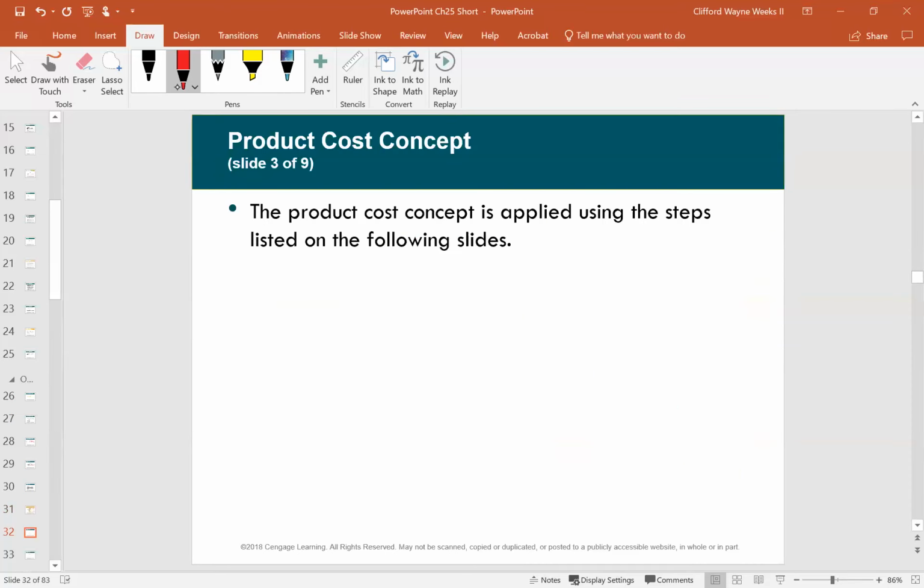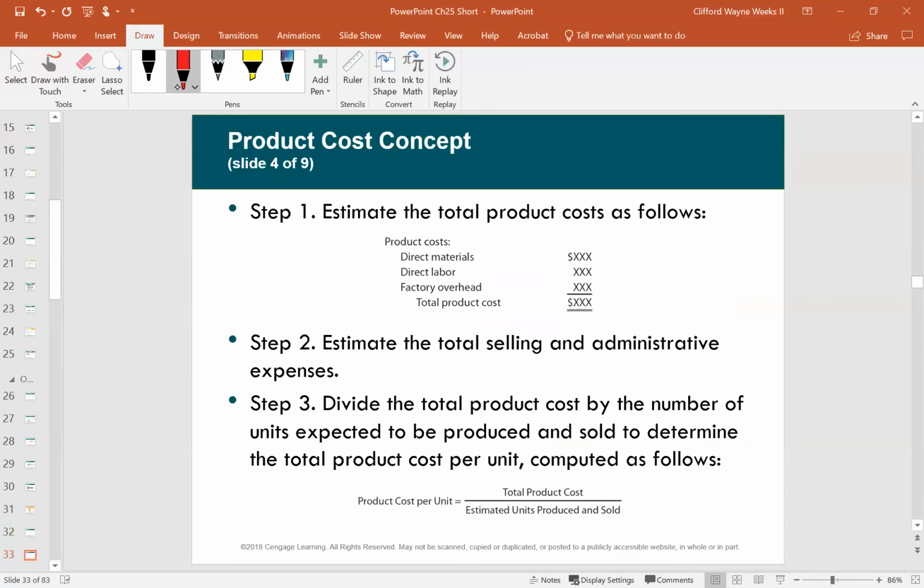And so the product cost concept is applied using the steps listed below. Step one, we're going to estimate the total product costs. So we take direct materials, direct labor, factory overhead, and get our total. We're going to divide that total product cost by the expected units. And really all we're doing is coming up with a cost per unit.